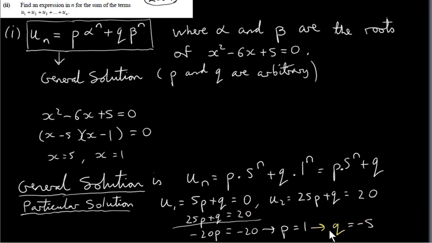So now we can write down a particular solution. So here it is, I'm writing it over here. p is equal to 1. So we get 1 times 5^n, which is just 5^n, plus q. q is minus 5.